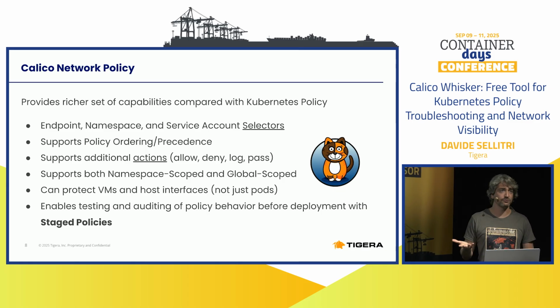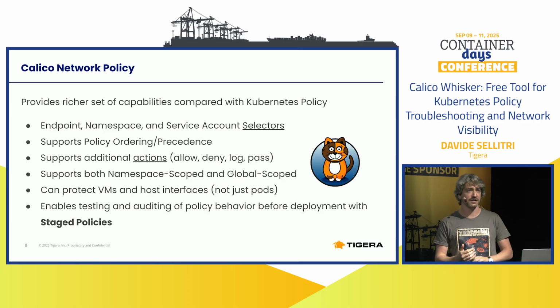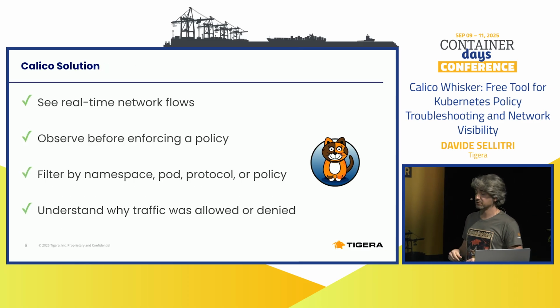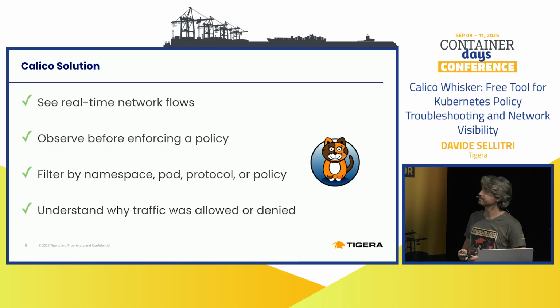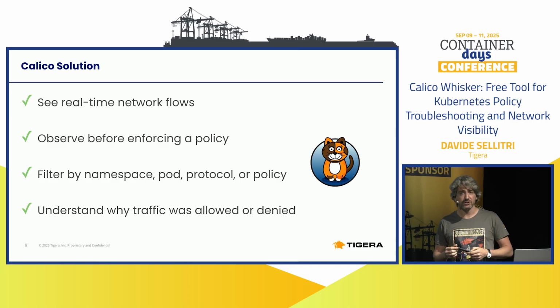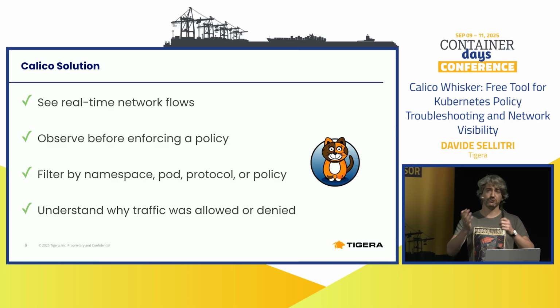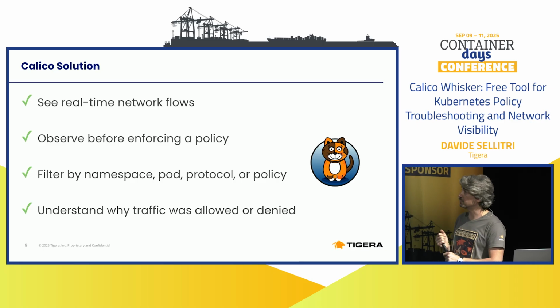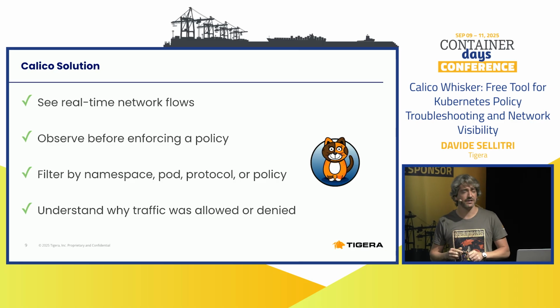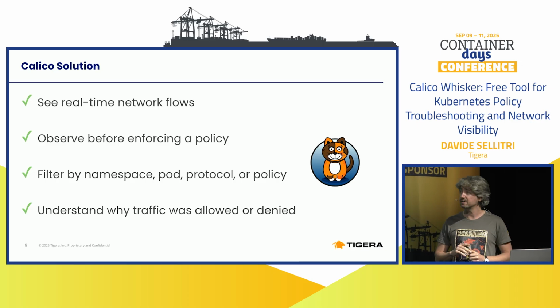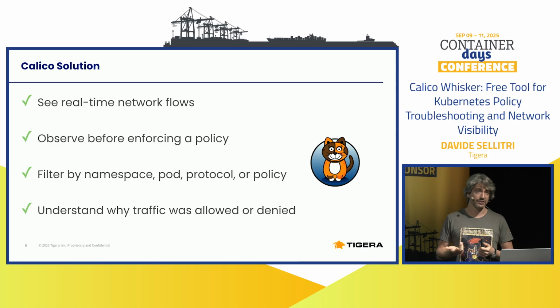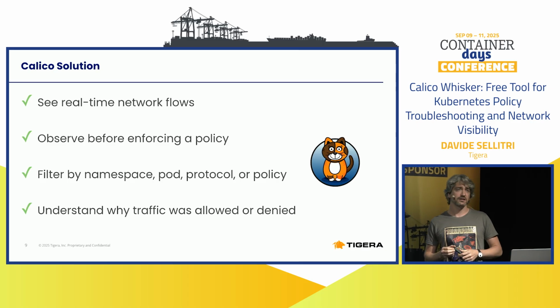However, on its own, it doesn't do much. You need a way to see this in action. So we introduced a new feature that allows you to see the traffic in real time. You'll be able to see this flow going back and forth from your pods. You can observe what the policy would do before you enforce it, so before you change from a staged policy to a standard Calico policy. You have some interesting filter options to restrict the number of flows that you see in this UI, and also be able to understand if the traffic was allowed or denied in a matter of seconds.